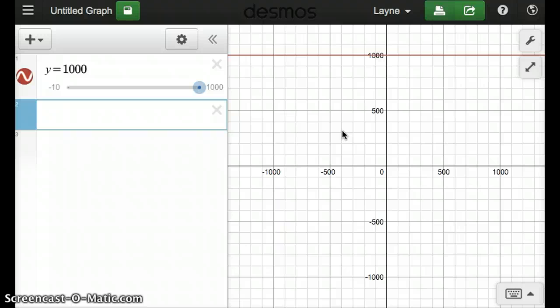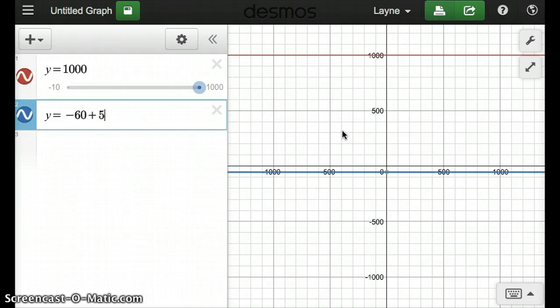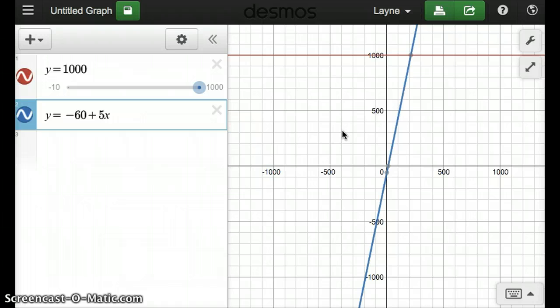All right, so now I want to look at some of my fundraising ideas. I heard a few really good ones. One of them was to do a car wash. So the equation that the student showed me for their car wash idea was y equals, there was a $60 investment to buy the soap and sponges, and they said they were going to charge $5 a car.